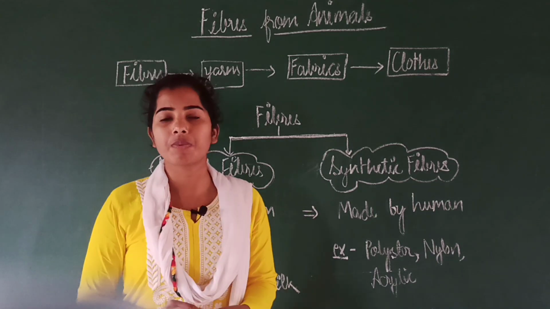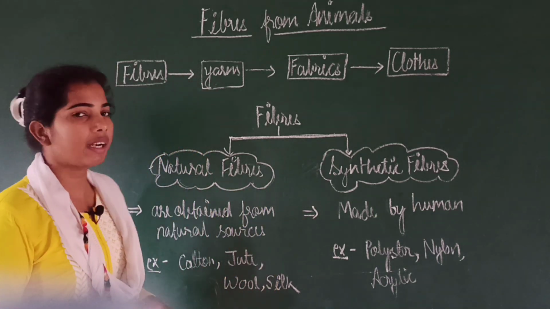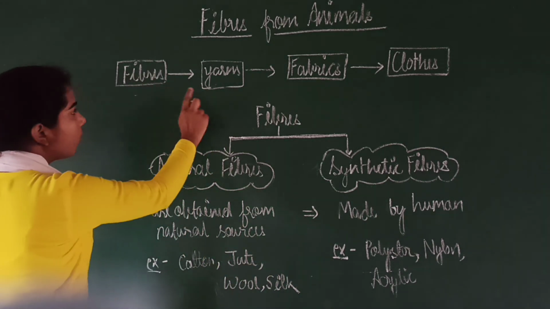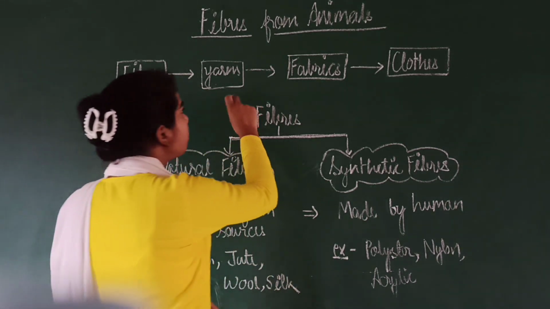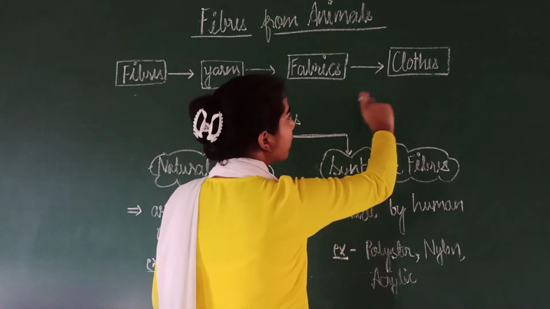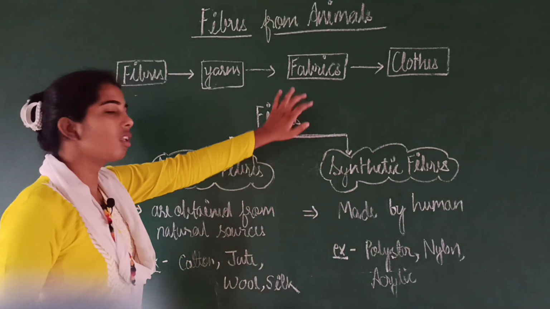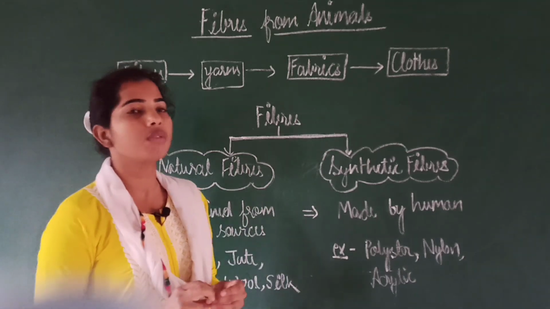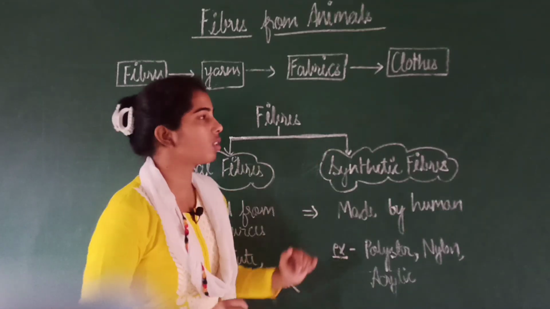In simple words, fibers means the long thread that can be converted into the yarns. Fibers are converted into yarns and yarns are woven into the fabrics, then fabrics are used for making clothes. What is fabrics? Fabrics are the small pieces of cloth which are used for making clothes.